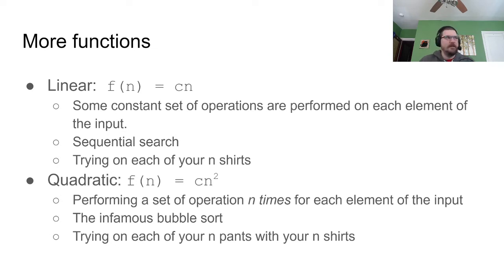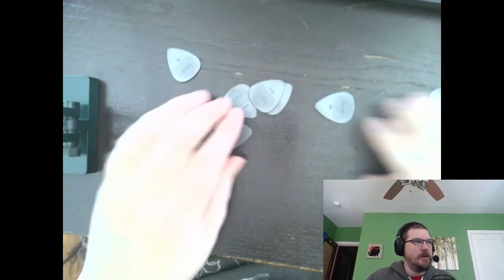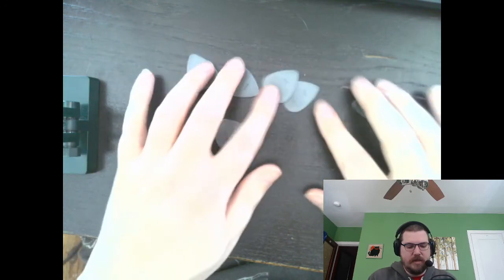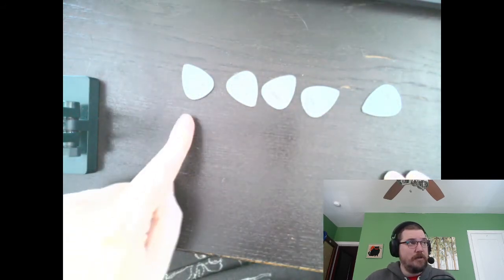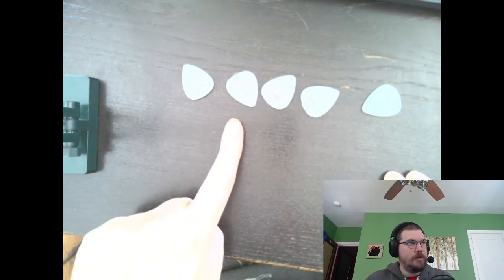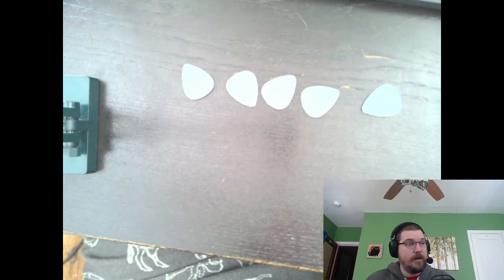So I have guitar picks, what I have many of on hand. Let's say we have 5. A linear time algorithm would say I do 3 operations on this one, 3 operations on this one, 3 operations on this one, 3 and 3, right?